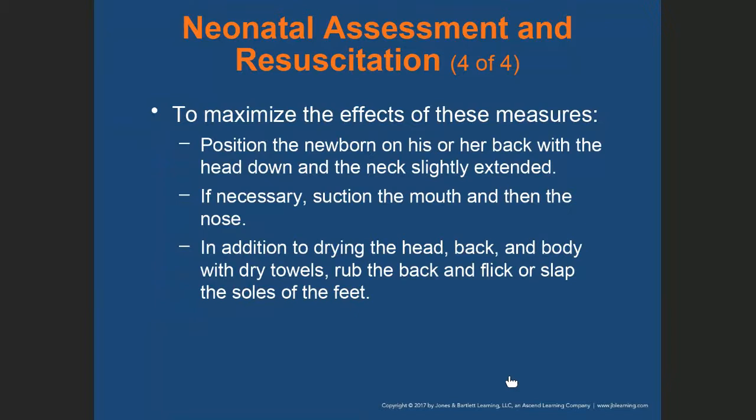To maximize the effects of these measures, position the newborn on his or her back with the head down and the neck slightly extended. If necessary, suction the mouth and then nose. In addition to drying the head, back, and body with dry towels, rub the back and flick or slap the soles of the feet. We want them to make a strong cry. We want a strong cry that will open up the airway passage. That's what we want.